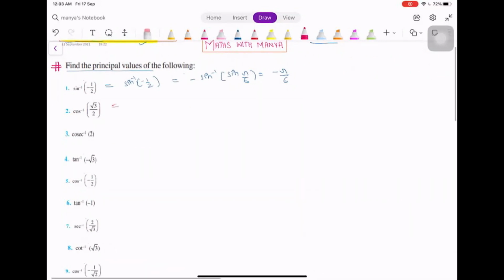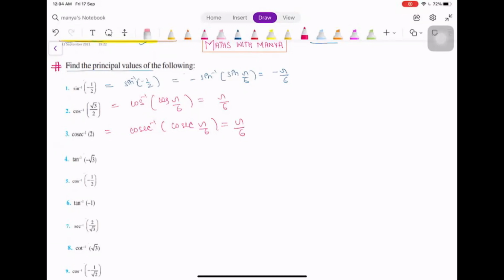Let's move to the second part. Cos inverse root 3 by 2. Where is cos at root 3 by 2? Root 3 by 2 is at pi by 6. So the answer would be pi by 6. Then we need to do cosec inverse. Cosec inverse, we can write it as cosec pi by 2, pi by 6. The answer is again pi by 6.